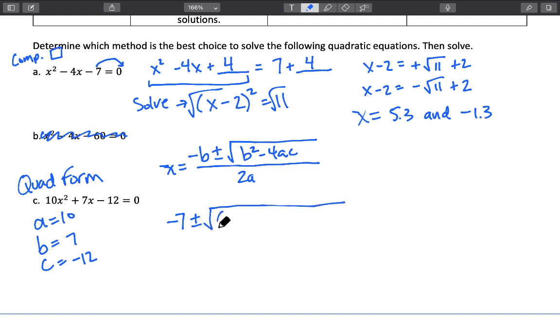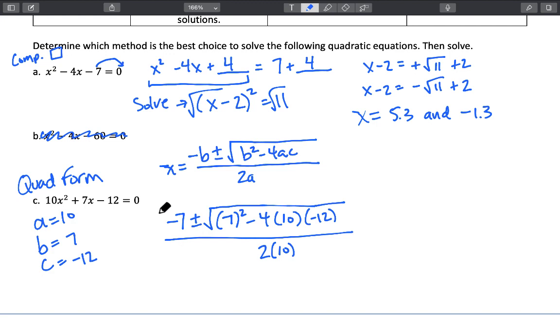Now remember, we're going to put our b value there, which is 7, not 4, into parentheses. So that's 7 squared minus 4 times our 10 times our c value here, which is negative 12. And then we are going to divide that all by 2 times our a value, which is 10.